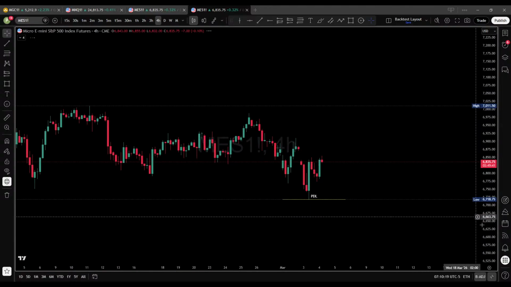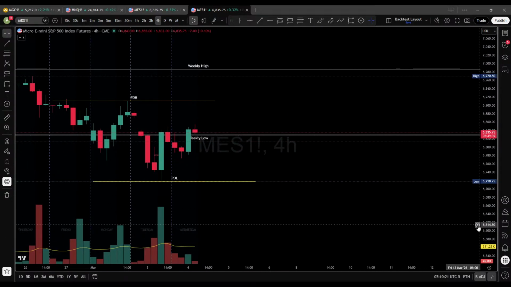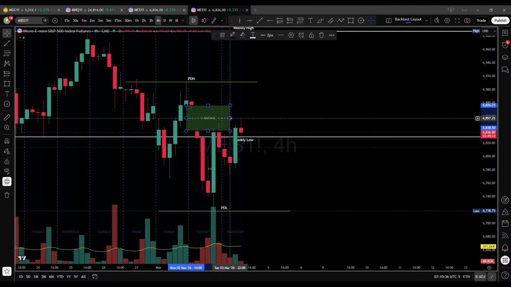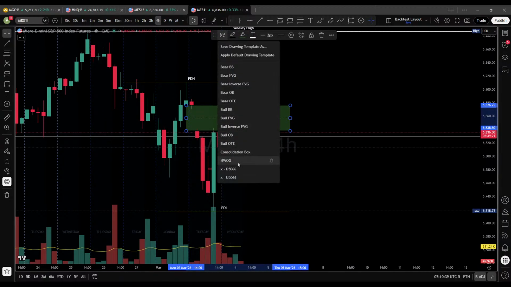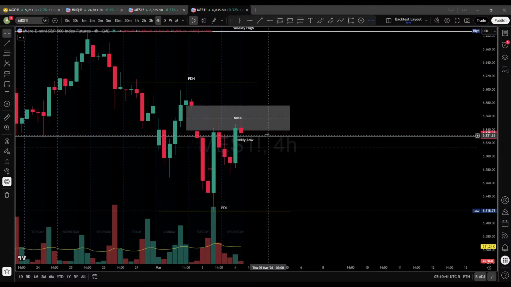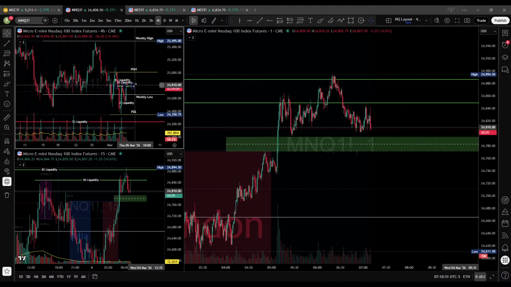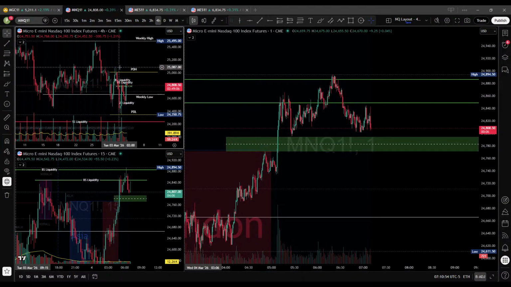Let's quickly do the analysis. Let's mark the levels we are looking for. Okay, so this is the new week opening gap. This one opened up here. It is just tapping into it. It has not completely filled this one. The price looks to fill out this new week opening gap. Then we'll be able to see NQ taking out previous day's high.